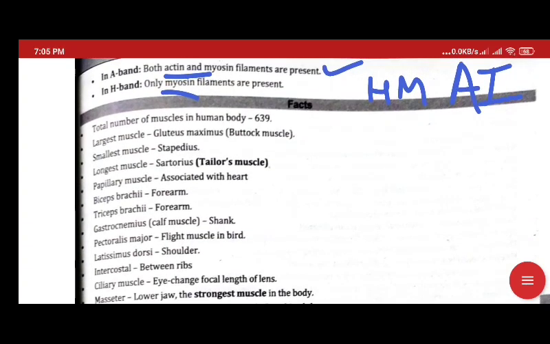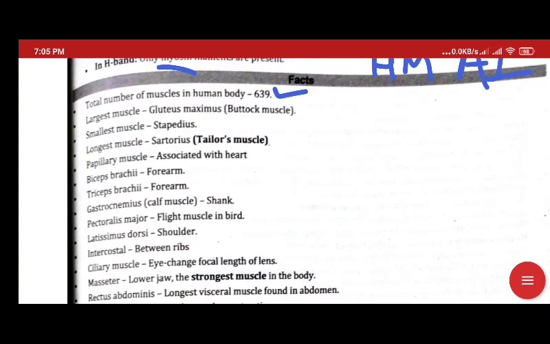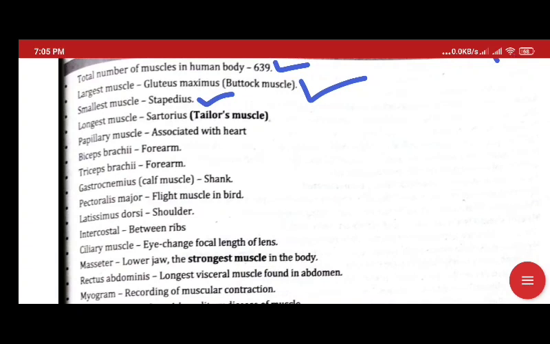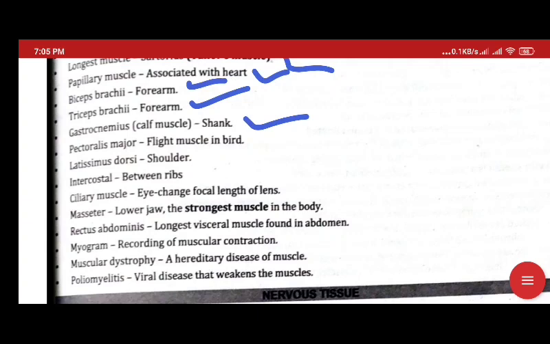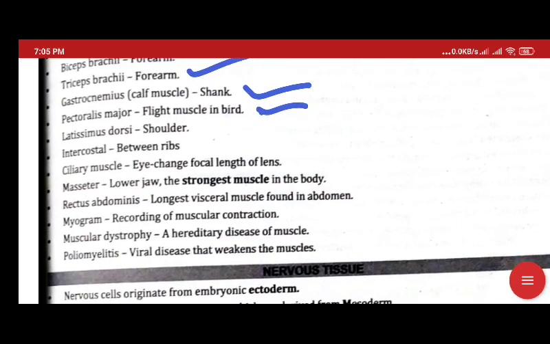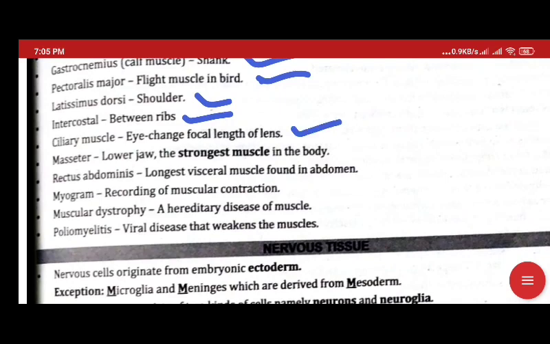Now facts. Here are facts. 639 total muscles. Largest muscle, gluteus maximus; smallest muscle, stapedius of the ear. Now longest muscle is sartorius. Papillary muscles are in the heart. Forearm muscles, biceps, triceps. Gastrocnemius muscle. Pectoralis major in birds. Latissimus dorsi, shoulders, ribs, intercostal, ciliary muscles on the lens.